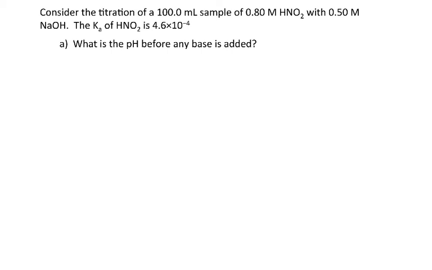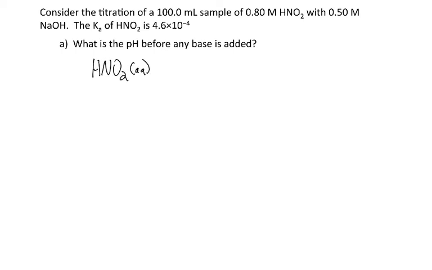If no base is added, all I have is 100 milliliters of 0.8 molar nitrous acid. So all this problem is really asking is, what is the pH of this weak acid? This is just an equilibrium problem that we have done before. If I want to know the pH of a weak acid, I need to write the equation for the dissociation of that acid.